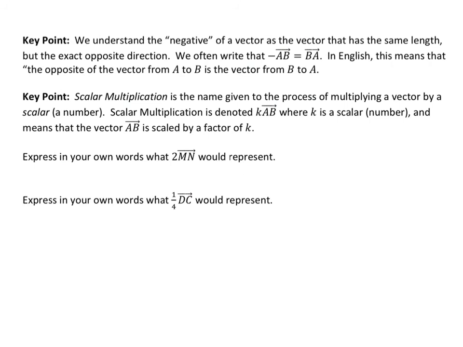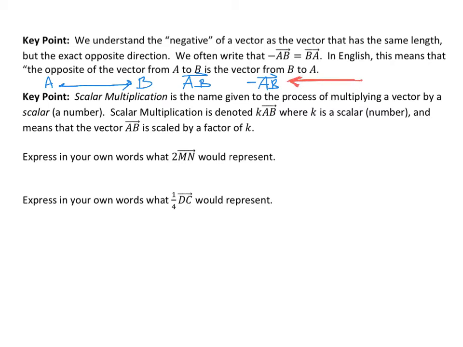In this next slide, I want to talk about the negative of a vector and scalar multiplication. So we're going to go through these two things at the same time. So the first one, this is the key point. We understand the negative of a vector as a vector that has the same length but the exact opposite direction. Okay, so if I had the vector that went from A to B, and so there it is, there's vector AB, we would understand that the vector negative AB should just be a vector that goes the exact opposite direction. So the exact same length that we had over there, but it's going in the opposite direction.